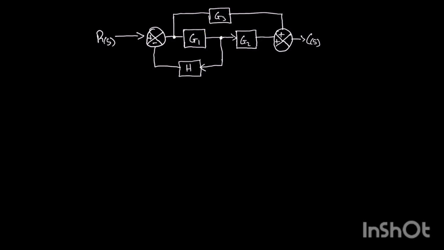It's only if we are having a single block in between R of x and C of x, that is when we can consider that as a transfer function of a system. But when you are having multiple blocks, you cannot consider that as a transfer function. So our aim is to reduce these multiple blocks to become a single block using the block diagram reduction rule.